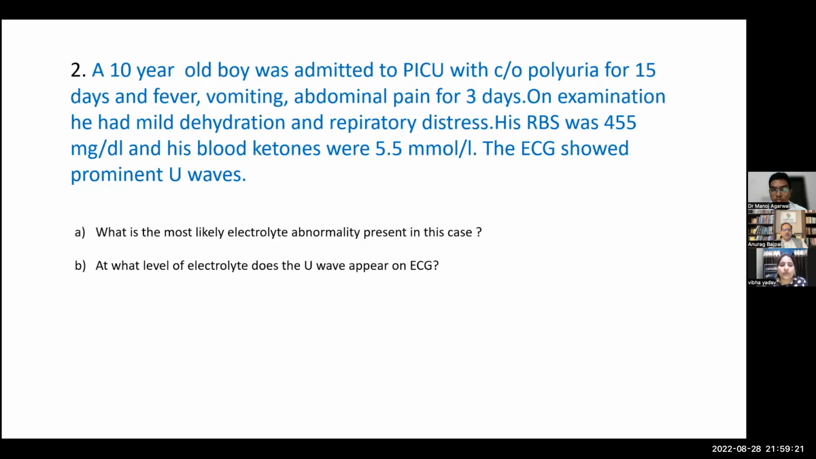Second question, at what level of electrolytes does the U wave appear on the ECG? So I think that's an interesting question. Let's see if the audience was listening to the discussion or not.